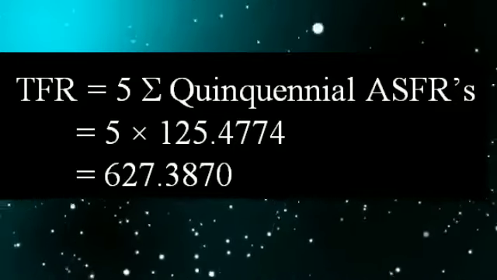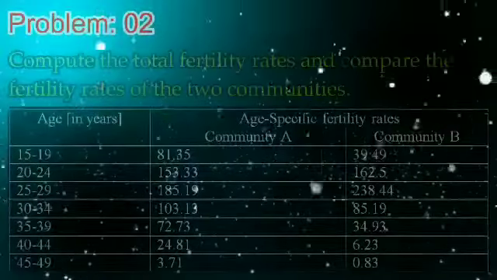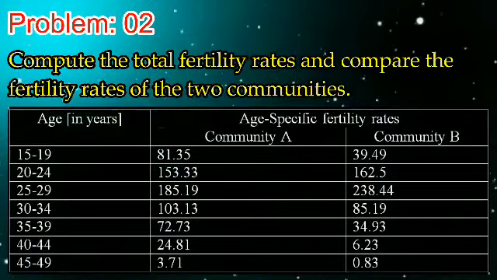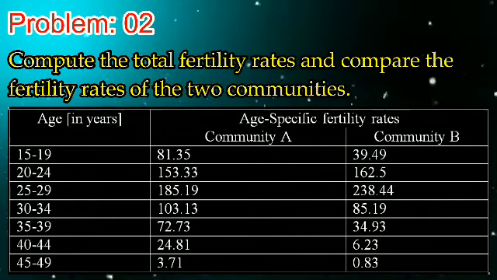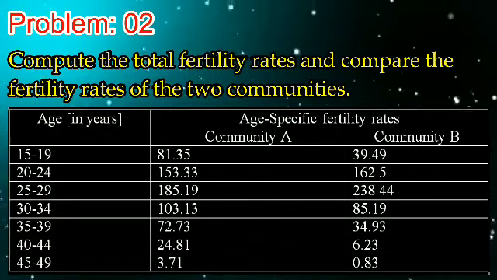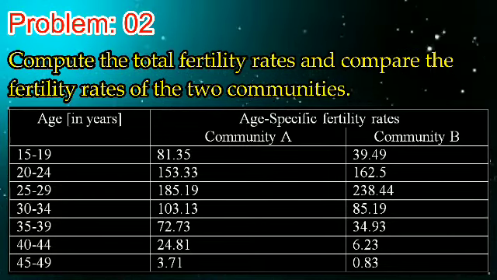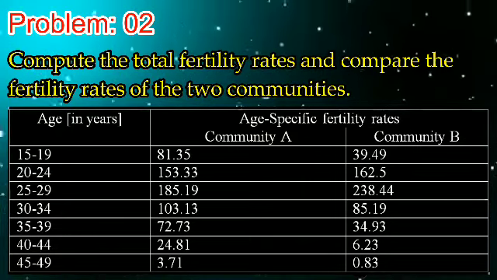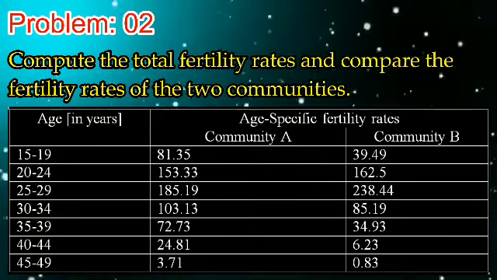In the next question, the second problem, the task is to compute the total fertility rates and compare the fertility of the two communities. Here the data is given for two different communities. As you can see, here age groups are given along with age specific fertility rates.